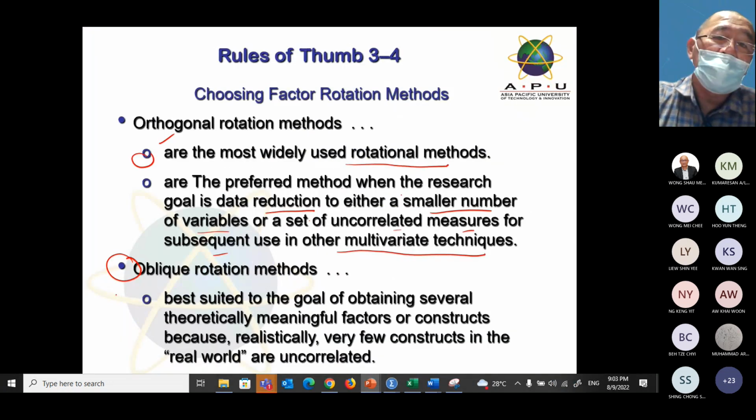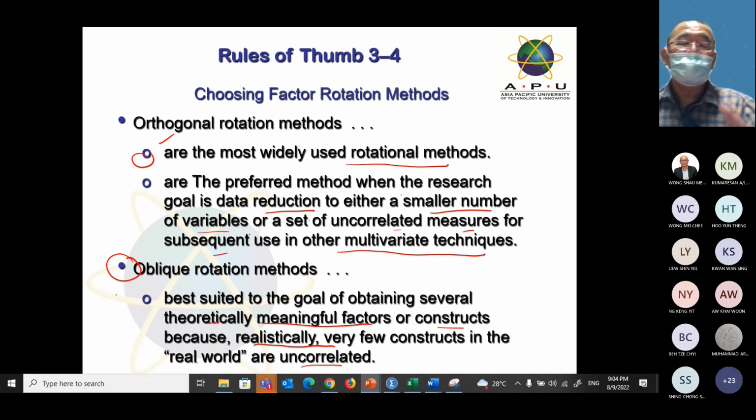So we just copy the data to another file. Now we see oblique rotation is more practical. It is best fitted to the goal of obtaining several theoretically meaningful factors or constructs, because realistically very few constructs in the real world are uncorrelated. Suppose they have some relationship, I mean the constructs. Of course this is based on some theory, which means you can support it by past journals or some theory.